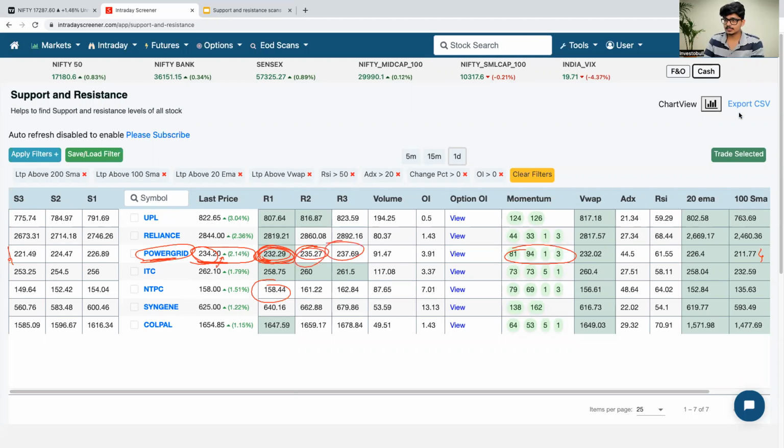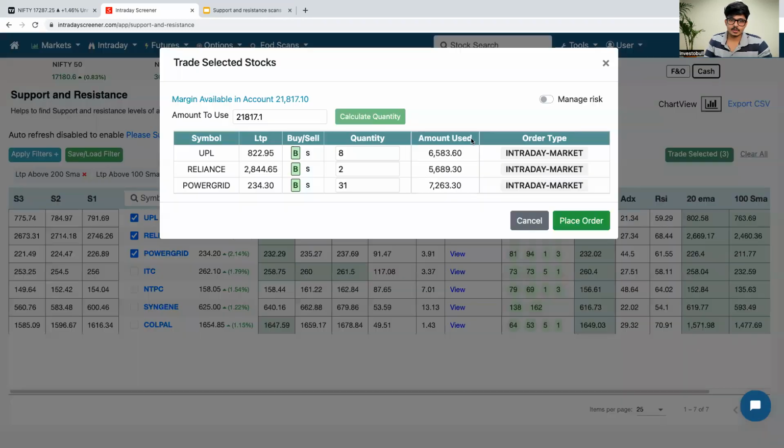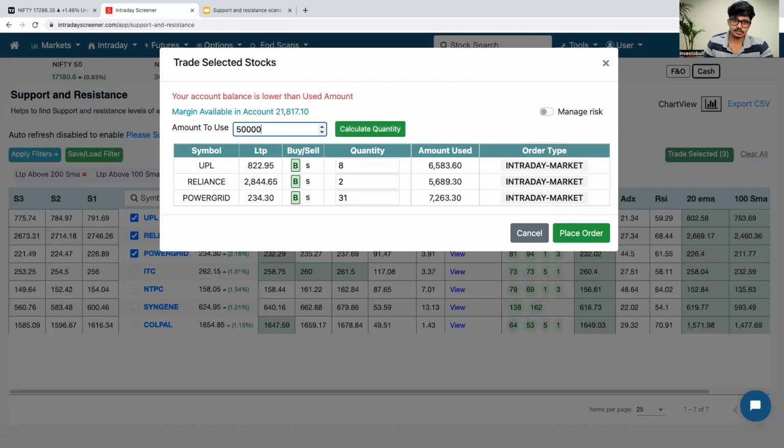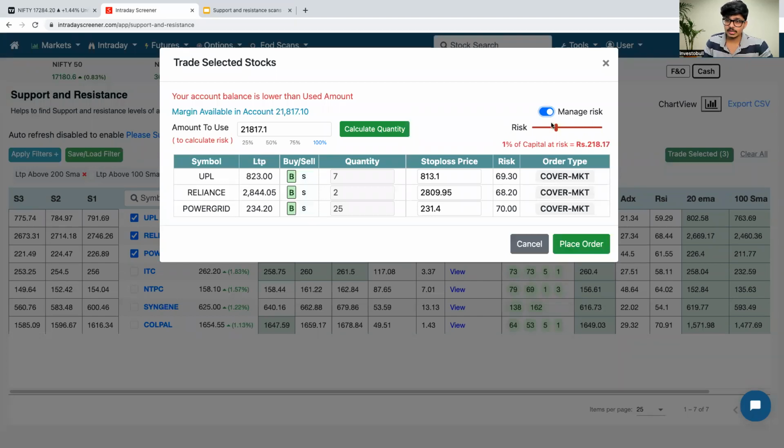I hope you guys have understood the concept and how to take trades using the support and resistance levels. Suppose you would like to take the trades directly using the intraday screener, you can click on the checkboxes down here and tap on trade selected. You'll get a pop-up where you need to enter the amount you would like to trade with and click on calculate quantity. Once you click on calculate quantity, the amount will be adjusted among the stocks in an equal manner. You can also increase or decrease the risk you would like to take in that specific trade.